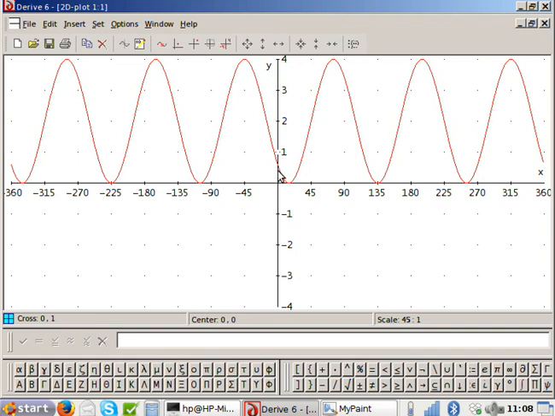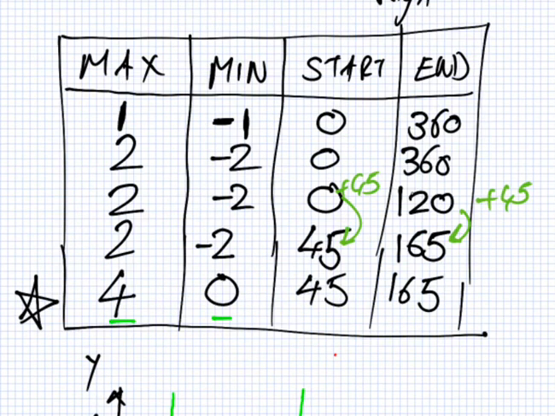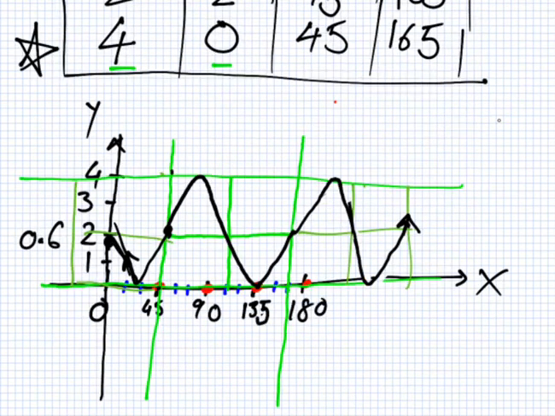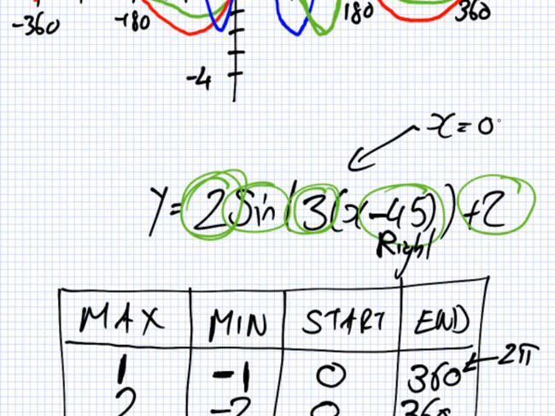Minus 45, 2, minus 2, no, plus 45, 165. Why? This minus 45 moves it to the right. And if it was plus 45, it'll move it to the left. It's opposite of what you think. Wait, hang on, let her finish. Why do we get 165? Plus 45.